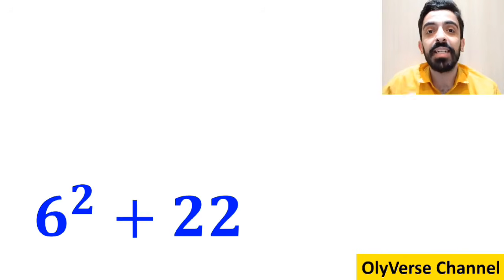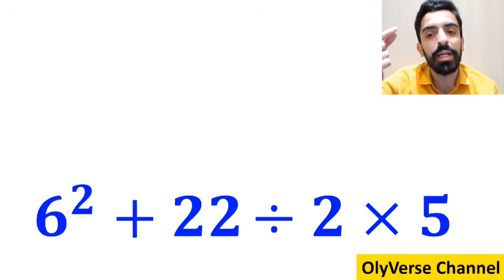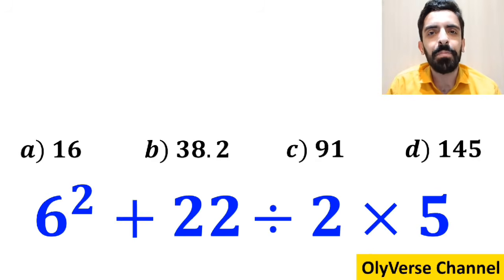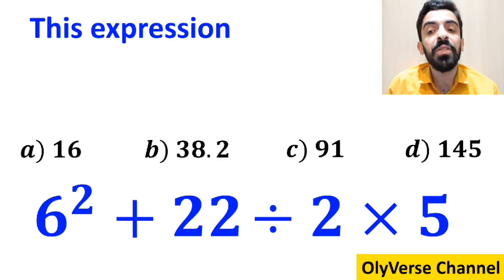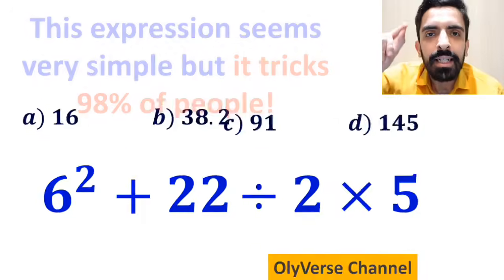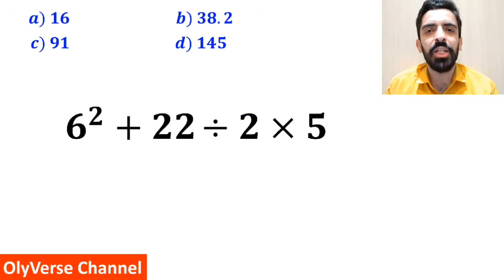What is the value of the expression 6 squared plus 22 divided by 2 multiplied by 5? Which option do you think is the correct answer to this question? This expression seems very simple, but it tricks 98% of people. Let's dive in and break it down step by step together.